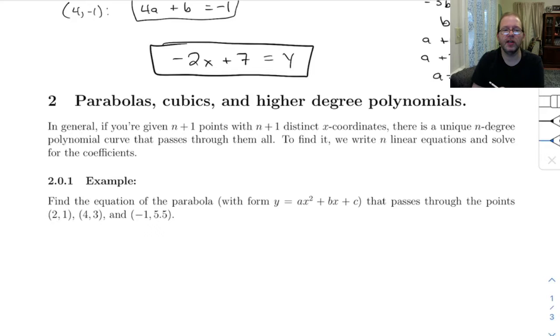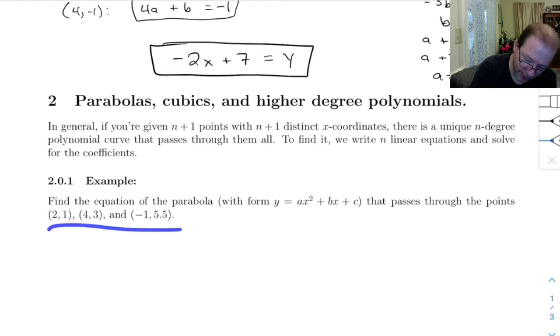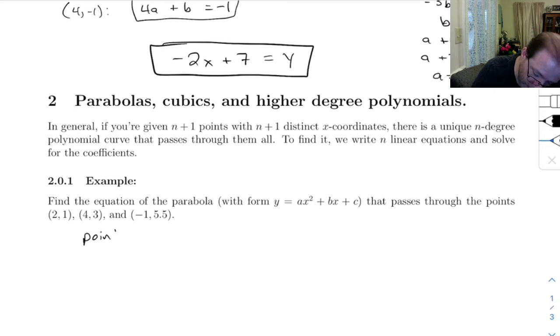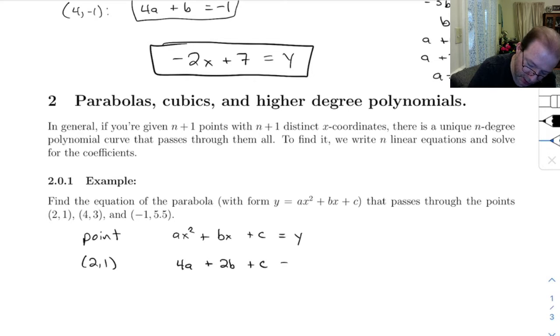And I want to do an example here with a parabola. So it says find the equation of the parabola, and parabolas have this form, that passes through these points here. So I'm going to do the same thing we did for lines, only now for each point I'm going to write the equation ax squared plus bx plus c equals y. I'm going to put the y on the other end there. So let's see, for 2, 1, I'm just going to replace each one of those x's with 2. So this will be 2 squared times a, so 4a, that'll be 2b plus c equals 1.